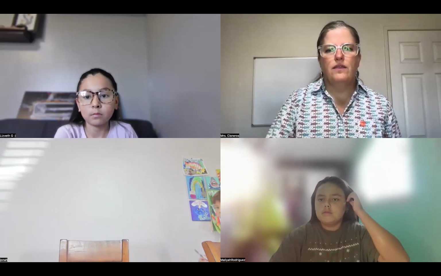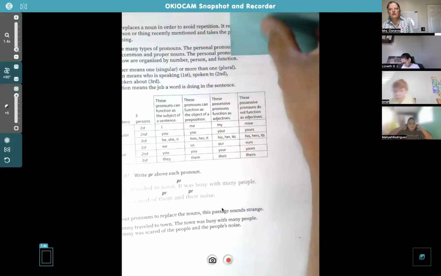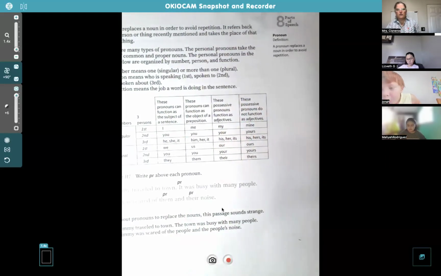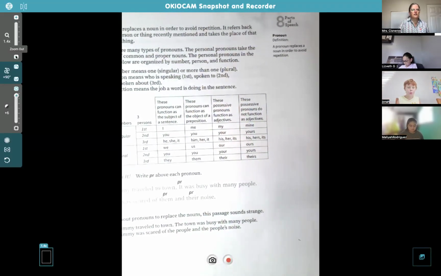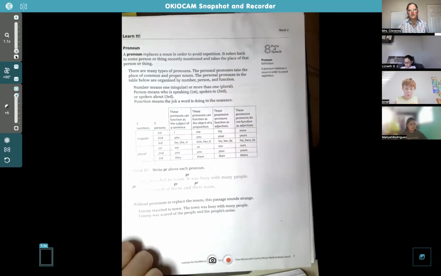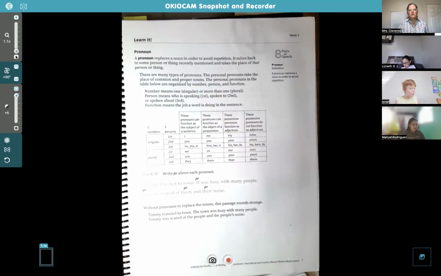Okay. And then I'm going to share this page with you. You can just watch here, Lizzie, and then you'll have the practice pages after this. But this is page 7. So if you do have your book, go ahead and turn to page 7.